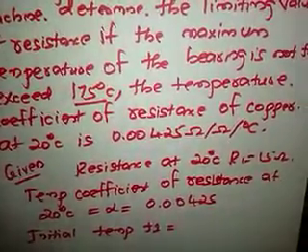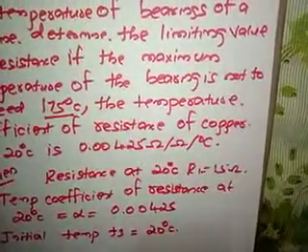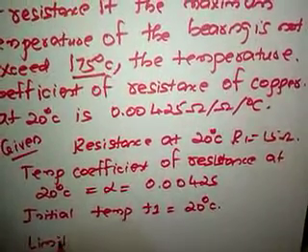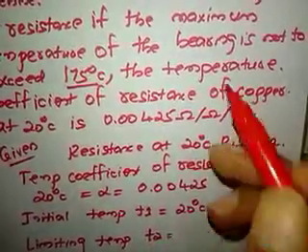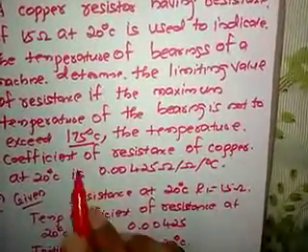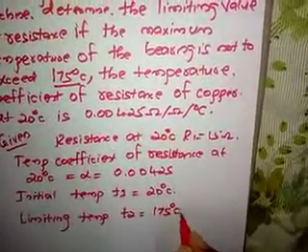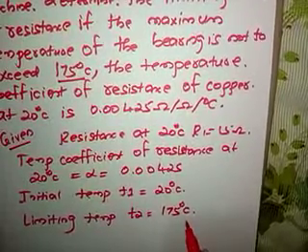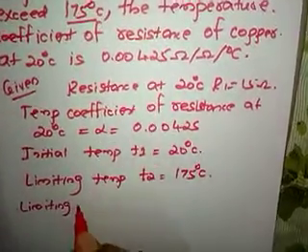Next, initial temperature T1. What is the initial temperature? Copper resistor having resistance of 15 ohm at 20 degrees Celsius. So 20 degrees Celsius. Final temperature, limiting temperature or final temperature T2. The maximum temperature of the bearing is not to exceed 175 degrees Celsius. So the limiting temperature or maximum temperature T2 is 175 degrees Celsius. So we have to find the value of limiting resistance at this temperature.